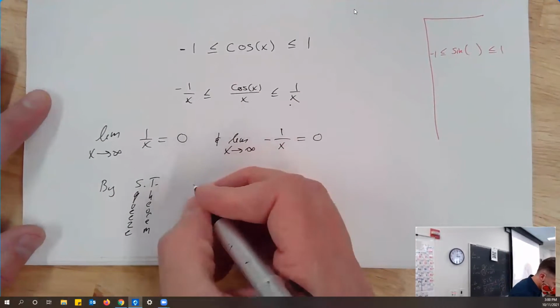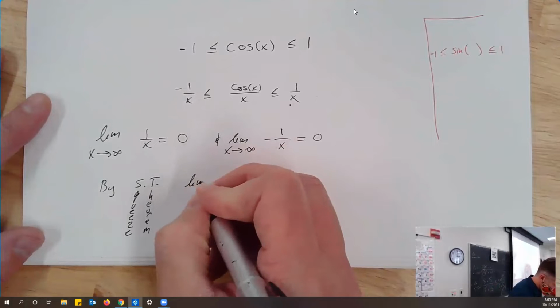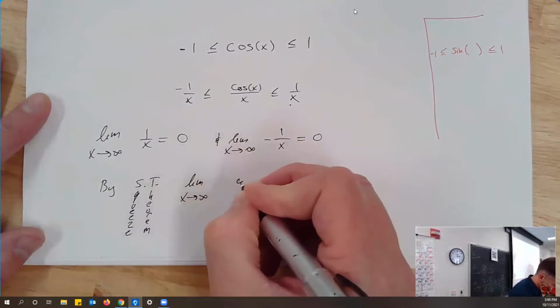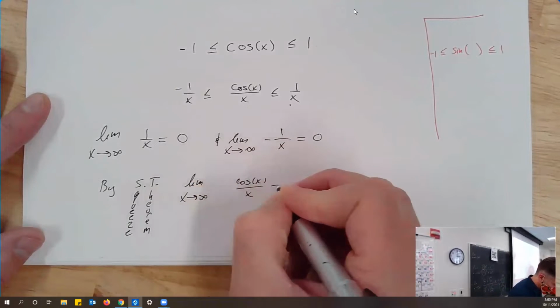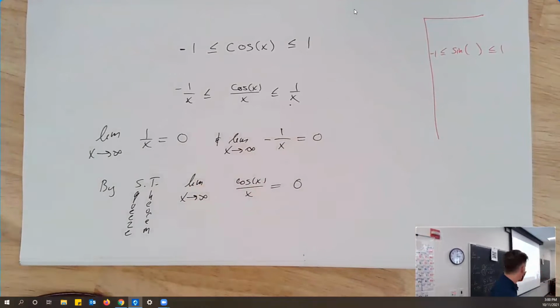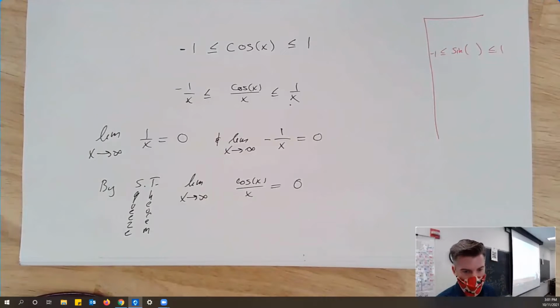By the squeeze theorem, we get to say that the limit as x goes to infinity of cosine of x over x is in fact equal to 0. It's stuck between those other two things. And here's a nice visual of that.